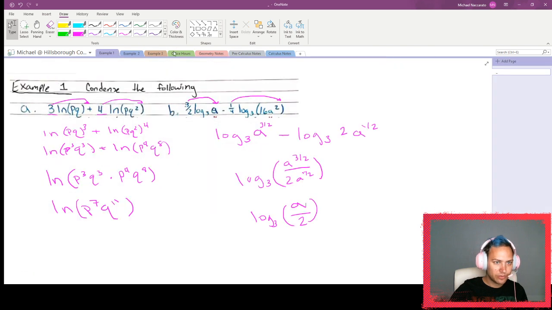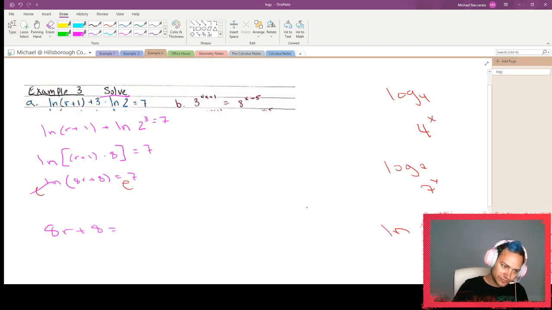I don't have a calculator in front of me. 1096.93. Is that what I said? I think I said that. Maybe I wrote down the wrong decimal. I don't know. And then we could just solve it from here.